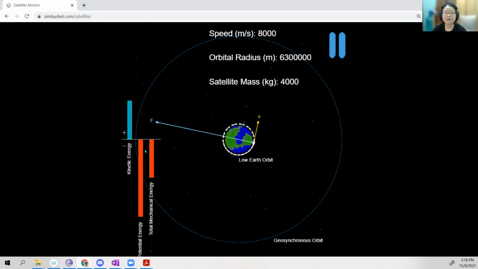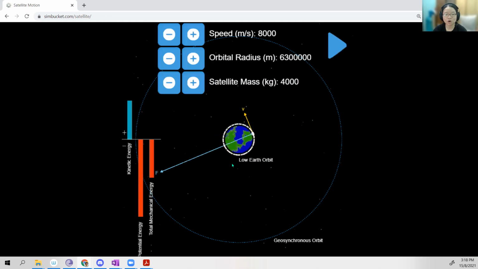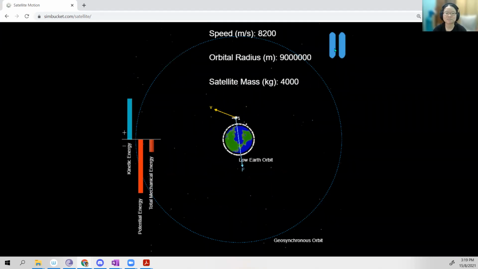But what happens if I change the energy? What I could do to change the energy is to pause this one. Tell me what to change. We want to yeet away from this Earth. Maybe I'll change the speed, so I'll add the speed. Notice as I add the speed, I'm making the total mechanical energy less and less negative. Still negative, but let's play and see what happens.